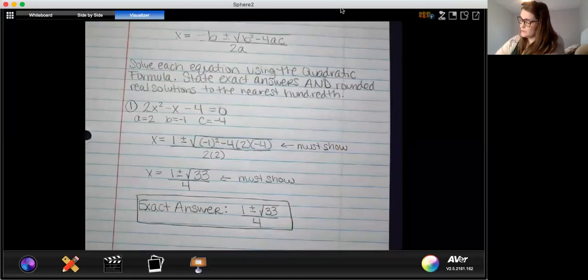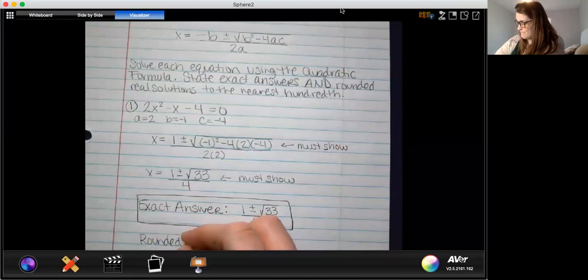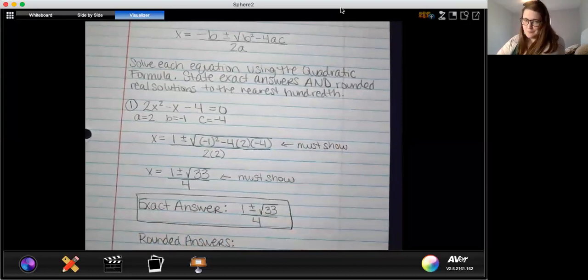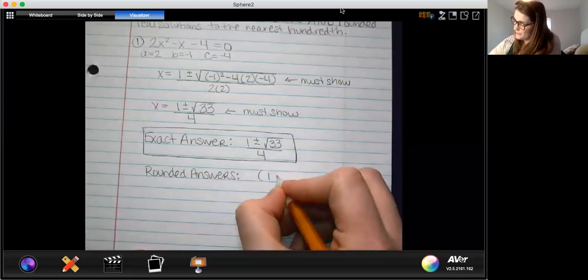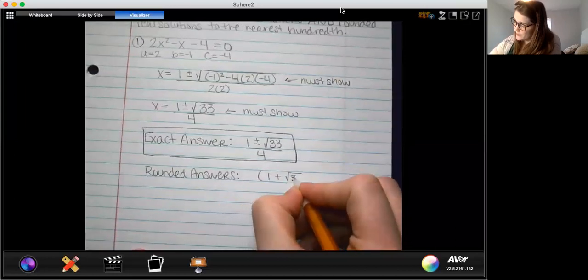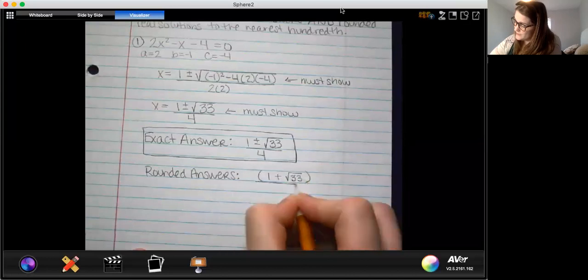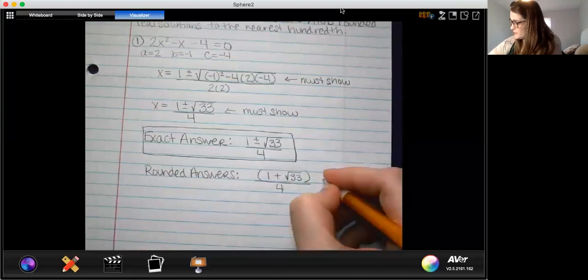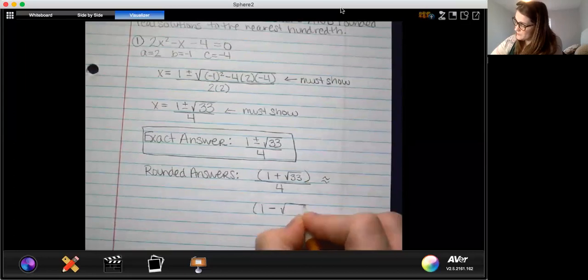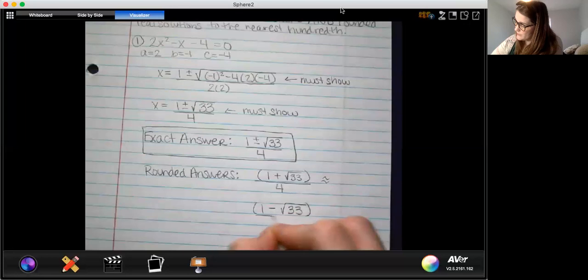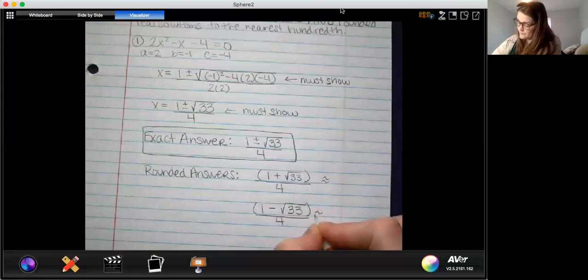Now you also need your rounded answers. So how do you find your rounded answers? Well, you find your rounded answers by putting it in your calculator. So you have 1 plus the square root of 33 divided by 4, and we'll figure out what that's approximately. And we have 1 minus the square root of 33 divided by 4, approximately.